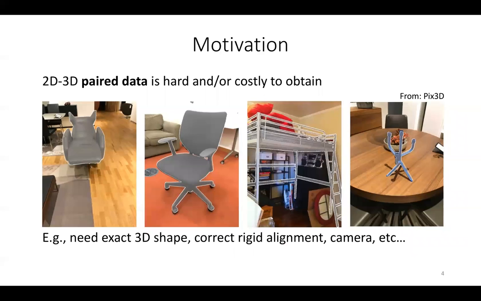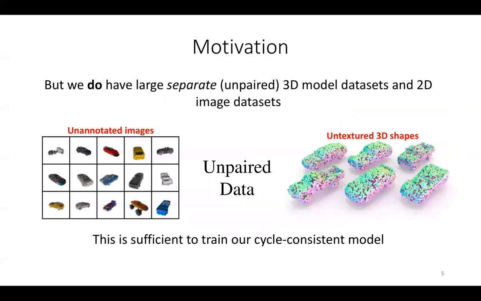Now, part of our motivation stems from the difficulty in obtaining 2D-3D paired data. For instance, finding an exact 3D shape and aligning it into an image can be quite hard. However, we do have much more abundant sources of unpaired 3D shape and 2D image data, which is fortunately all we need to train our model.